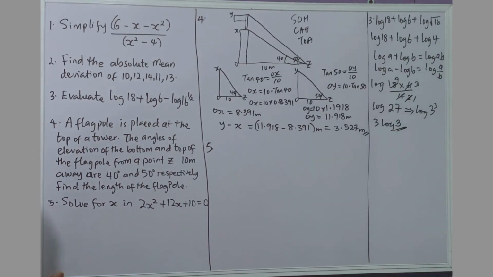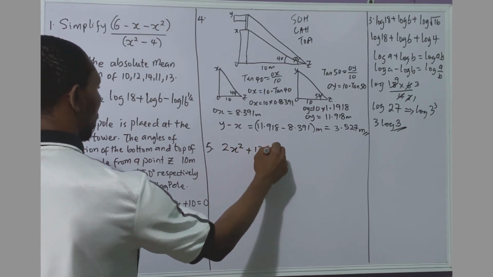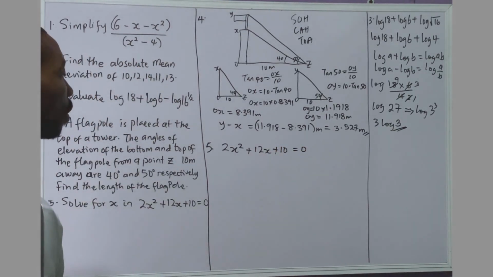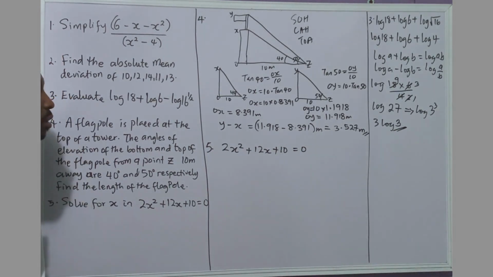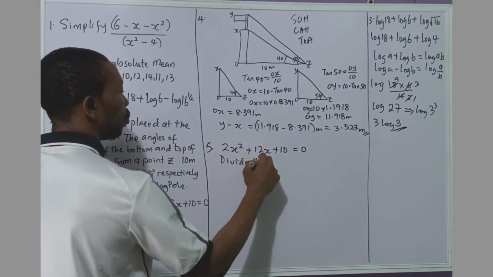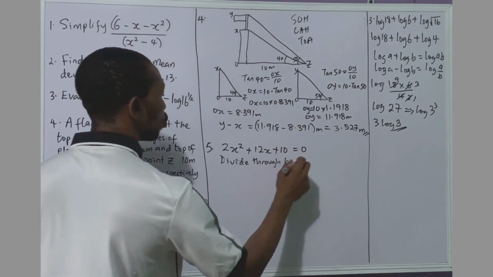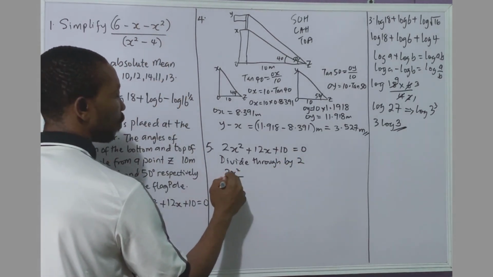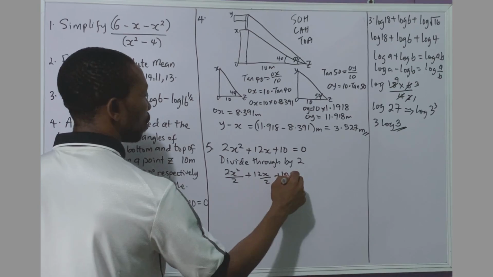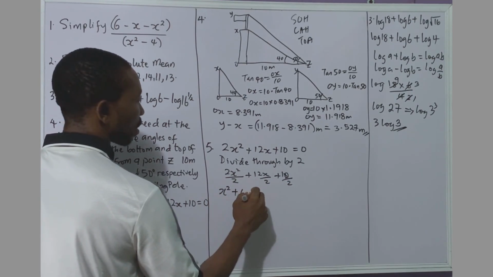It says solve for x in 2x squared plus 12x plus 10 equals 0. So now this is a quadratic equation. We can first break it down by dividing through by 2. So this is 2x squared over 2 plus 12x over 2 plus 10 over 2. Our new equation will become x squared plus 6x plus 5 equals 0.